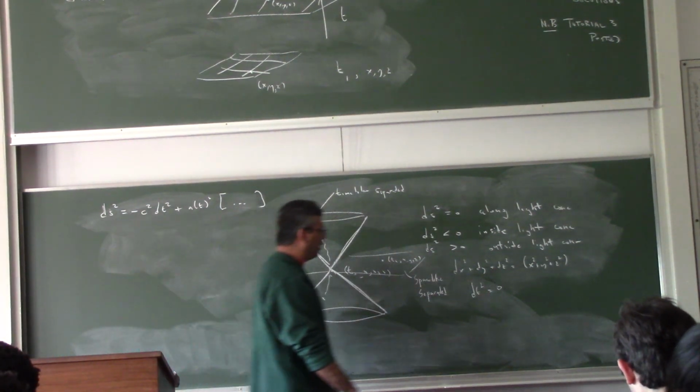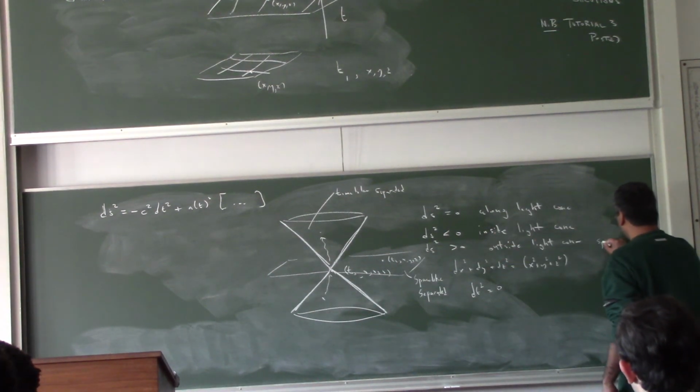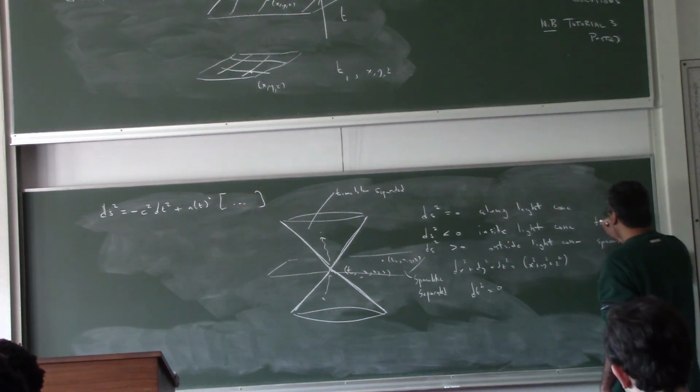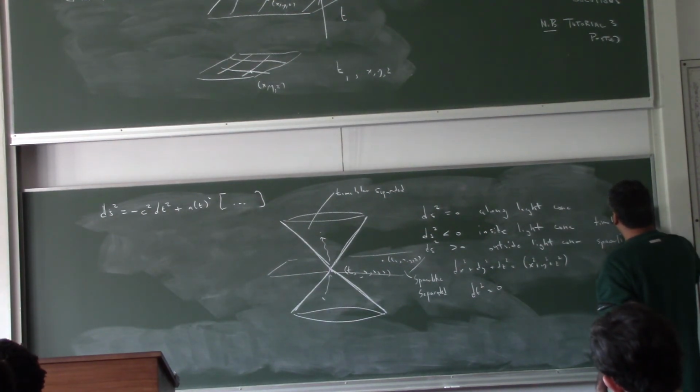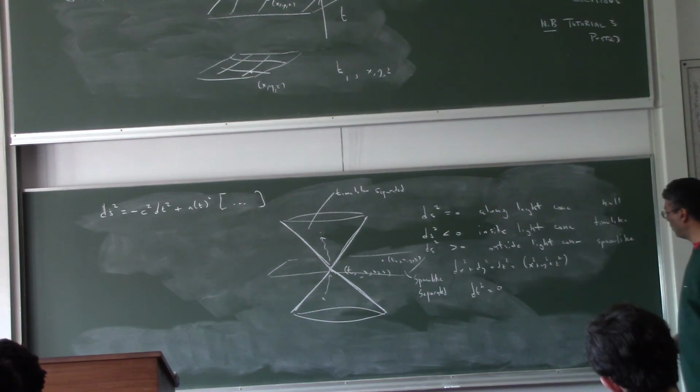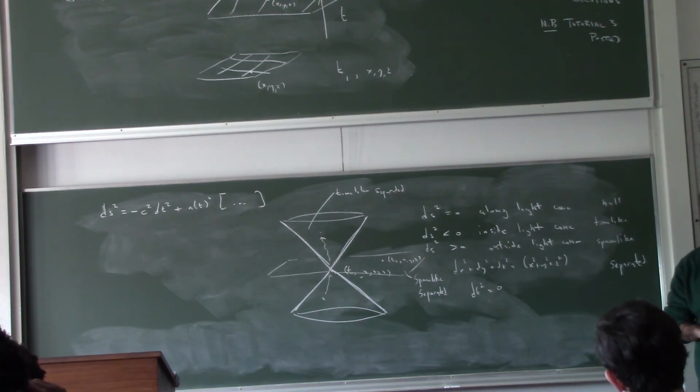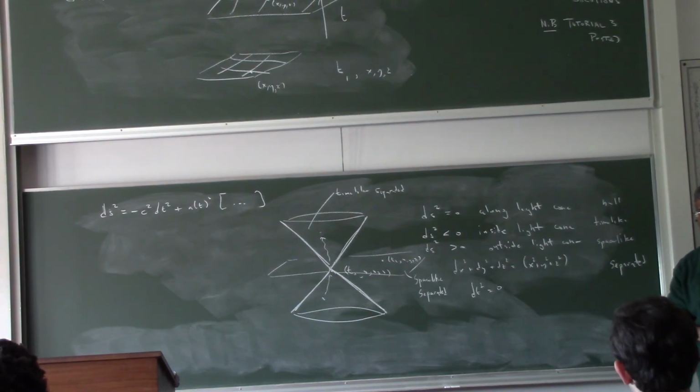So all these points are space-like separated. All of these points are time-like separated. And all of these points are null separated. Okay? Everyone happy with this?